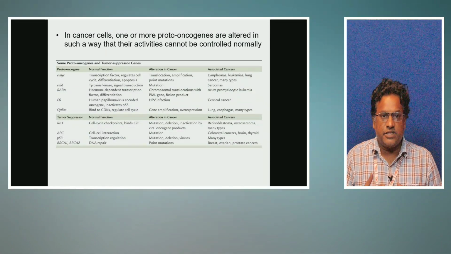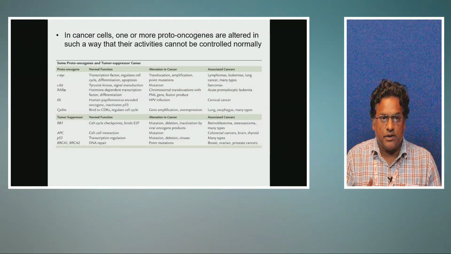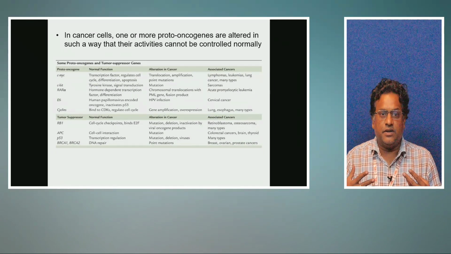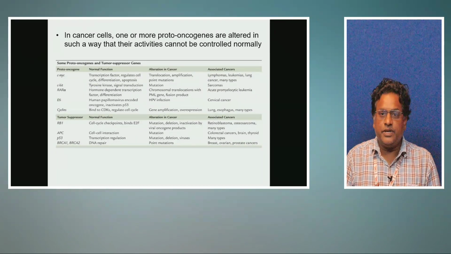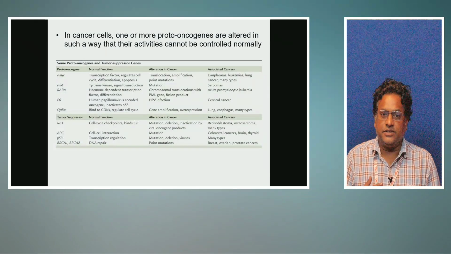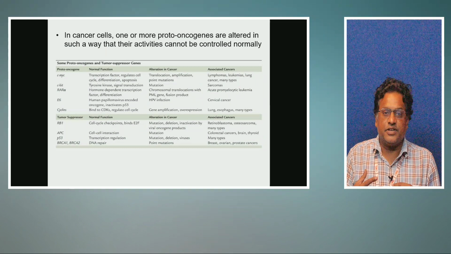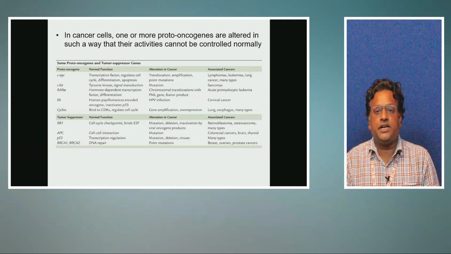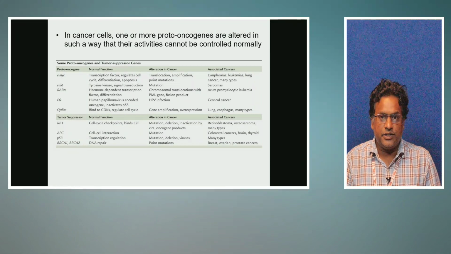For example, c-Myc, which is an important transcription factor and regulates cell cycle, differentiation and apoptosis. How is it altered in cancer? You see translocation, amplification or point mutation. It is associated with cancers such as lymphomas, leukemias, lung cancers, and many other types.